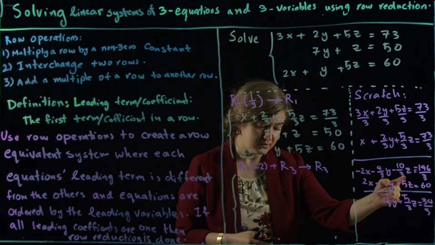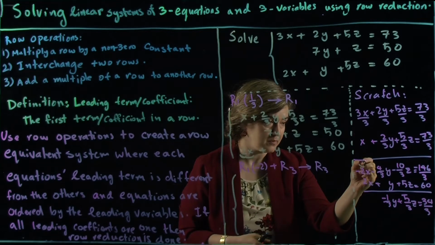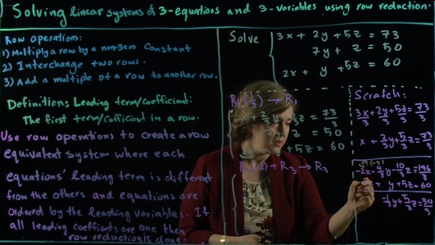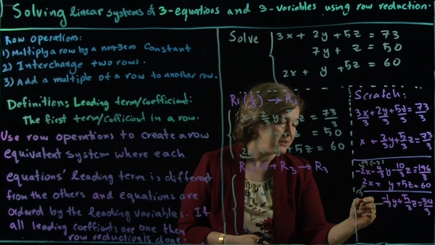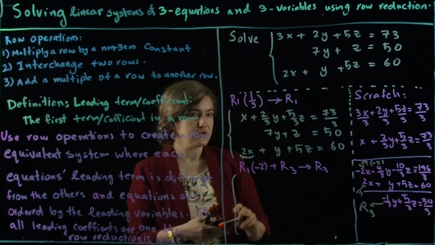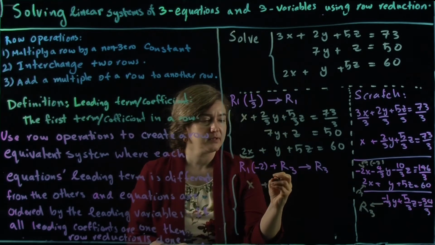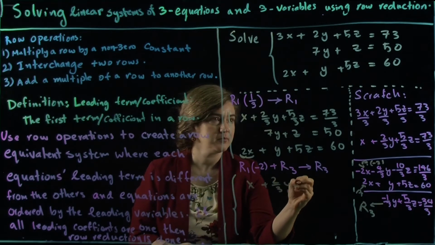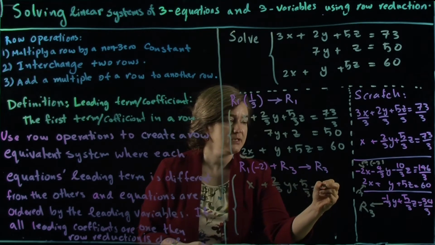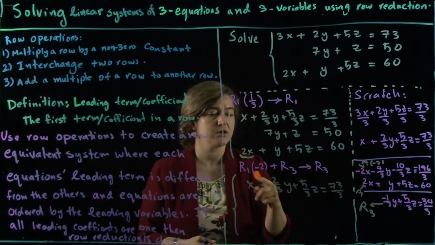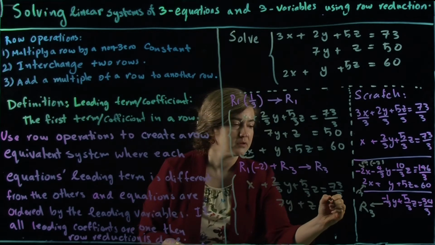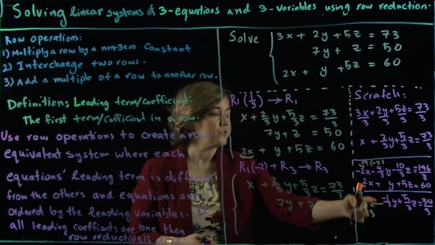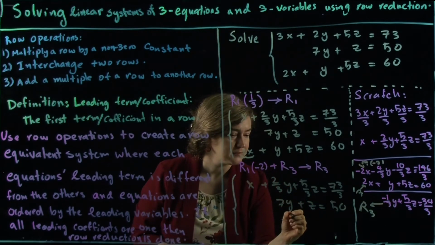So now, what was this? This was row 1 times negative 2. This one was row 3. I added them. This should be replacing row 3. So now I'm writing it down. x plus 2/3 y plus 5/3 z equal to 73/3, because row 1 was not changing. Then row 2. Then row 3 is going to be replaced by this.